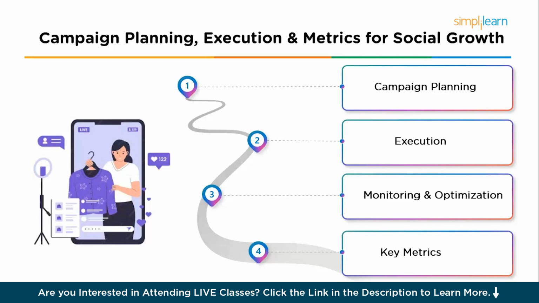This is how you can do campaign planning, execution, and metrics for your social group. So, in conclusion, influencer and social media marketing are indispensable tools in the modern growth marketer's toolkit. By understanding the unique dynamics of various social platforms, leveraging powerful influencer identification and outreach tools, and closely tracking impact through data driven metrics, growth marketers can unlock exponential growth opportunities.